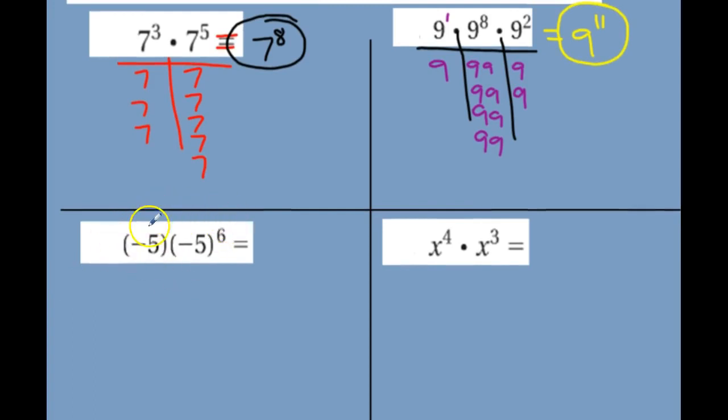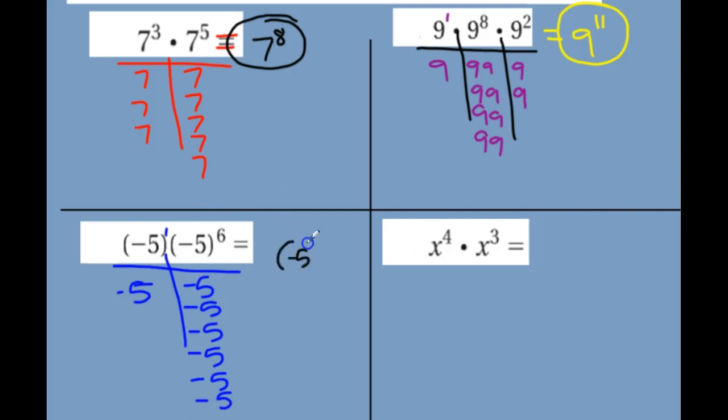This next one looks a little confusing because there's parentheses, but this is really -5 one time, and this is -5 6 times. So how many -5s would we really have? Well, 6 here and 1 more make a total of 7. So we have -5 7 times.